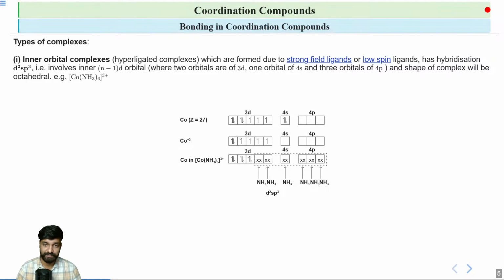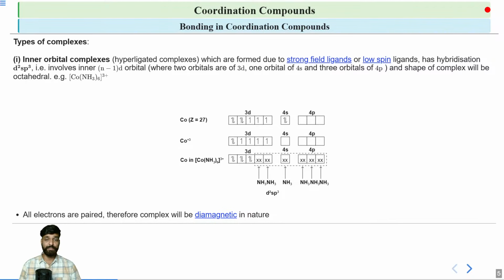Now, the next important thing regarding this complex is the electrons that are not paired up. Here you can clearly see that all the electrons of your cobalt 3+ are paired up, and hence the complex that is formed is diamagnetic in nature.